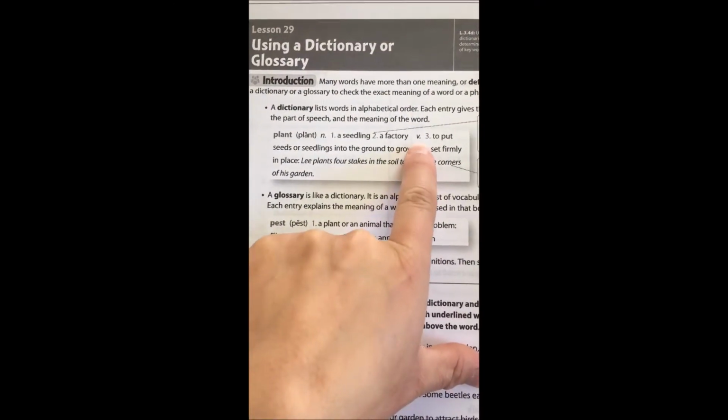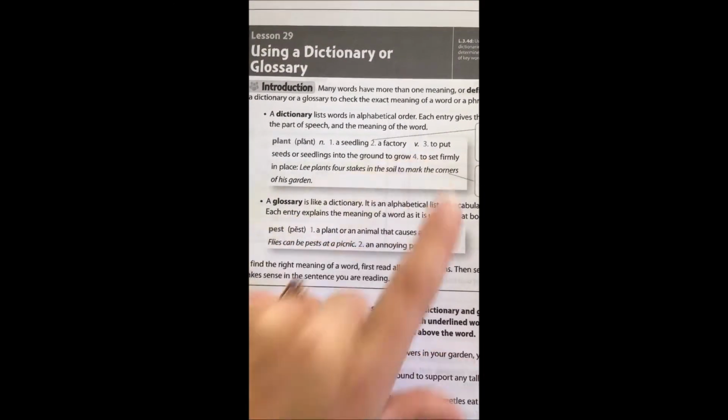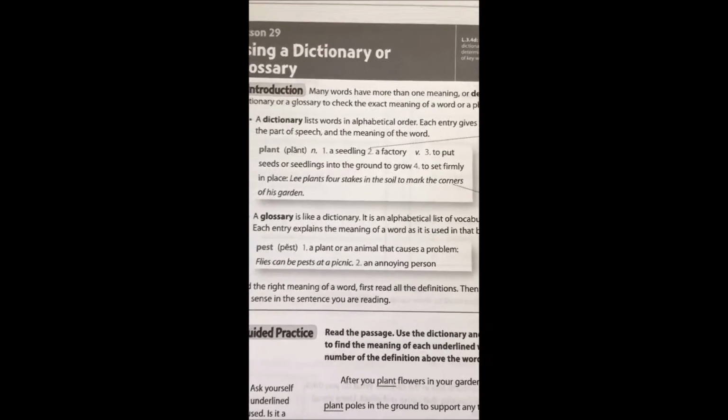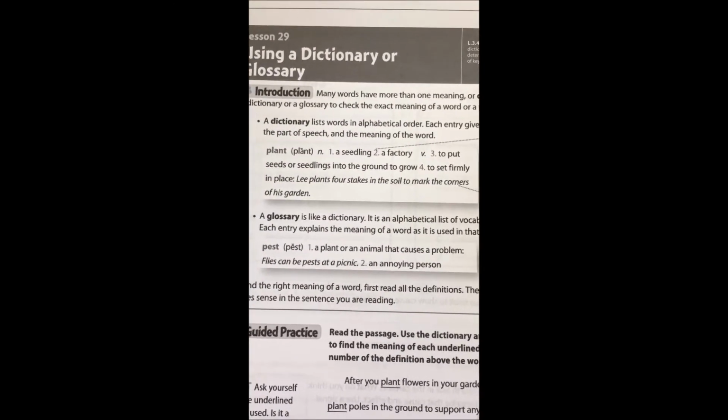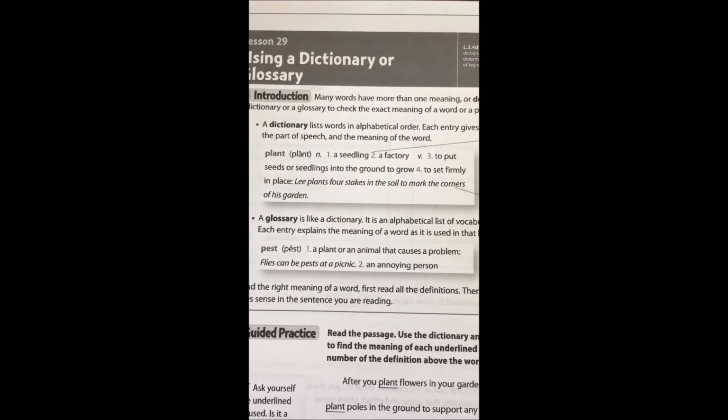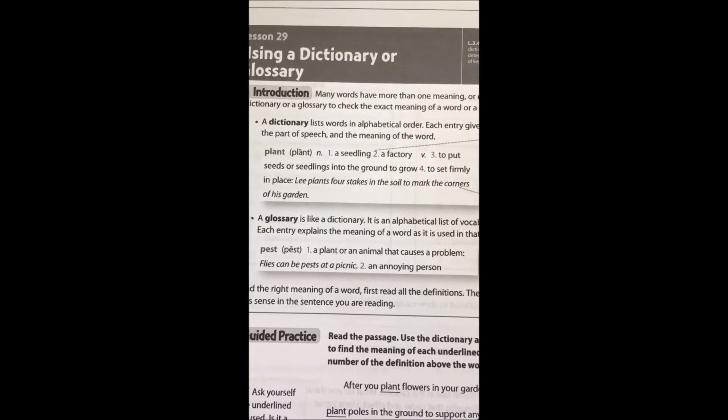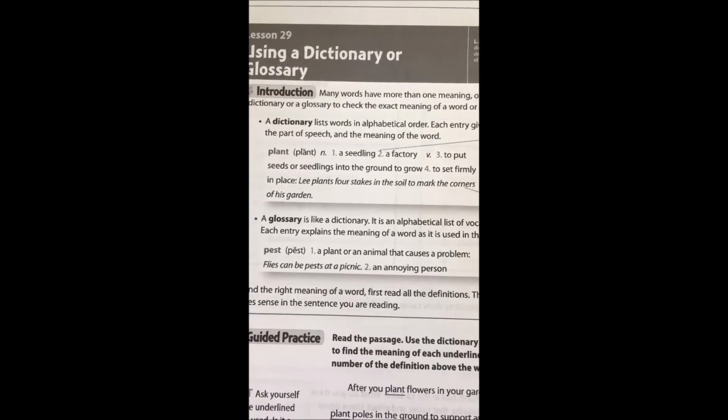Now I also have right here a V, and V stands for verb. That is our action word. So one of the ways it's used as a verb is to put seeds or seedlings into the ground to grow. So if you plant something, you could be putting seeds or seedlings in the ground to grow.